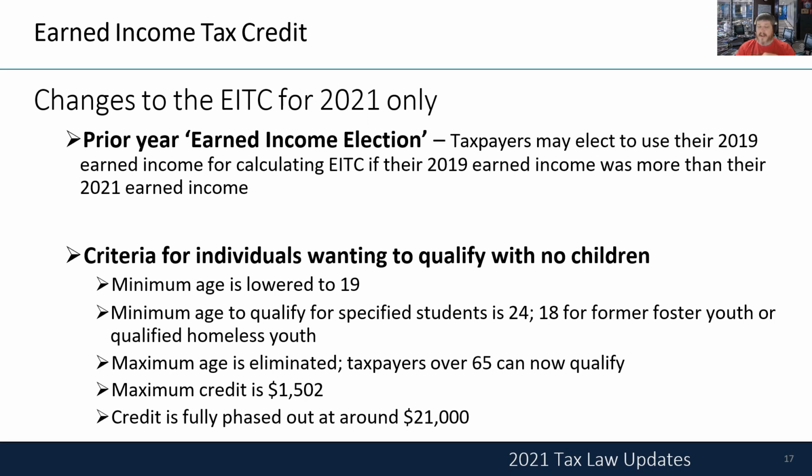Now, again, they must have earned income. So if they're on retirement or Social Security, that's not earned income. They've got to have earned income to qualify. The maximum credit for this group is 1502, and then the credit is fully phased out at around 21,000. So this is specifically designed for those low-income single people. Okay.